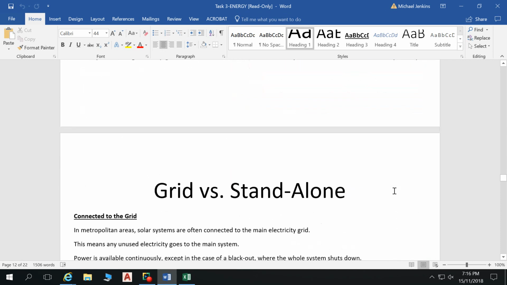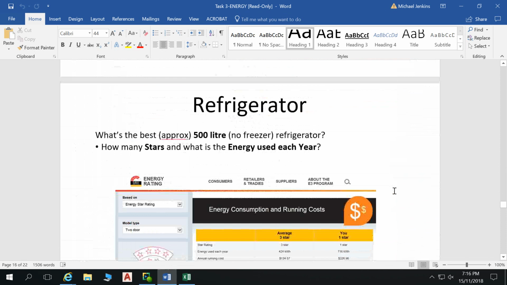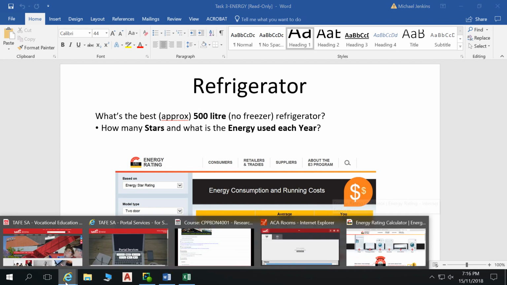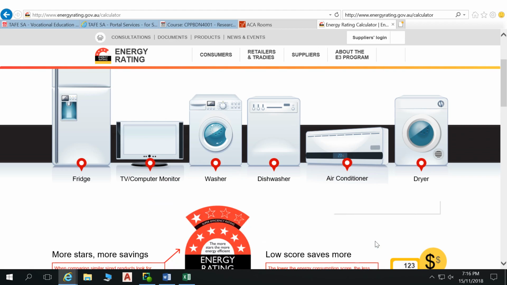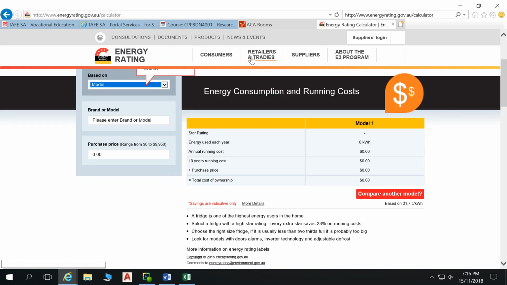Further on down here, you're asked what is the best approximately 500 litre no freezer refrigerator? How many stars and what energy use? And what is the energy use each year? So the way we calculate that, obviously, click on fridges. We're in here, we click on fridges.